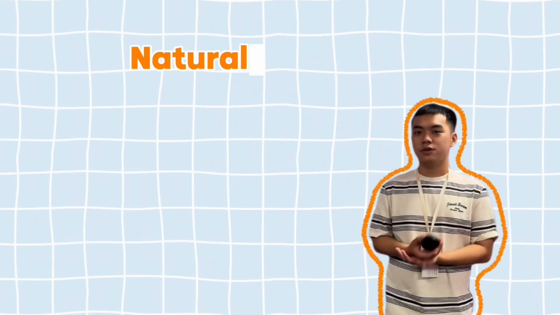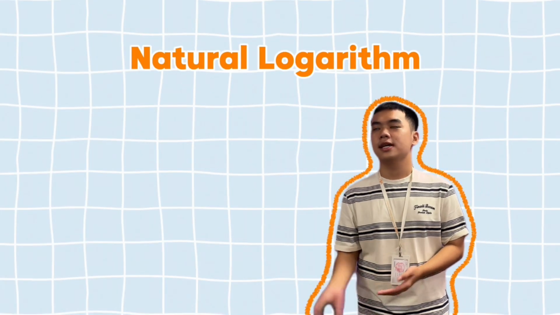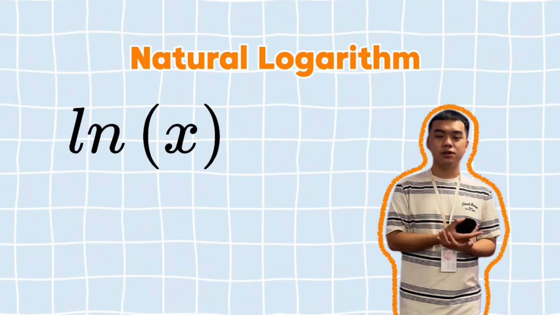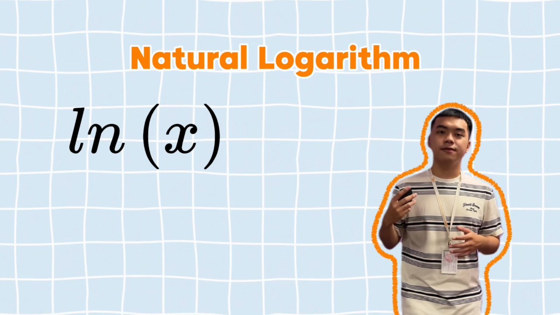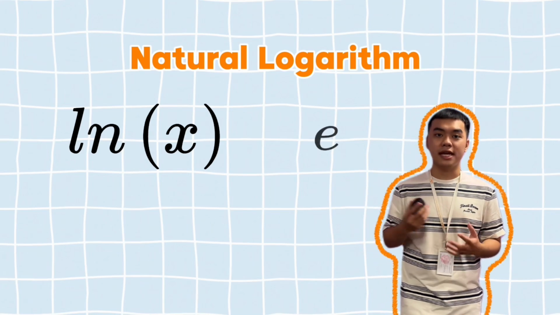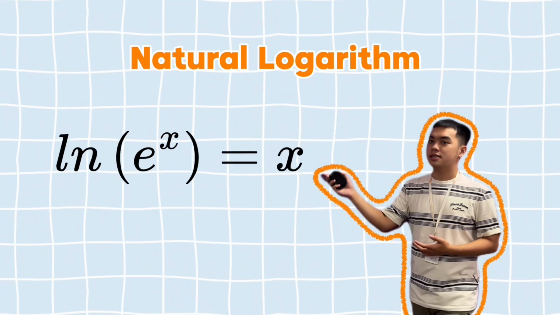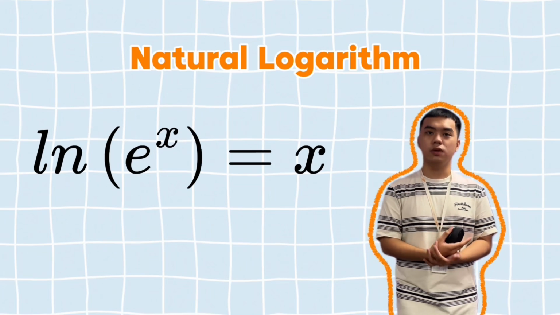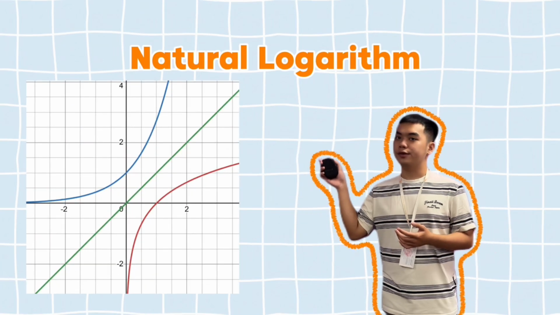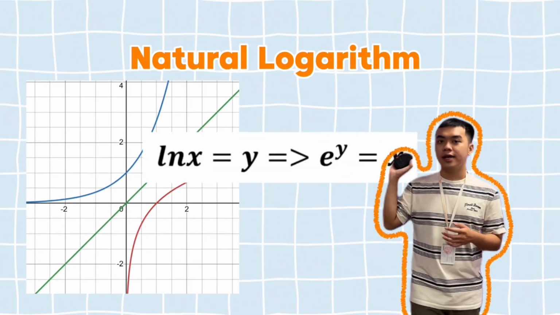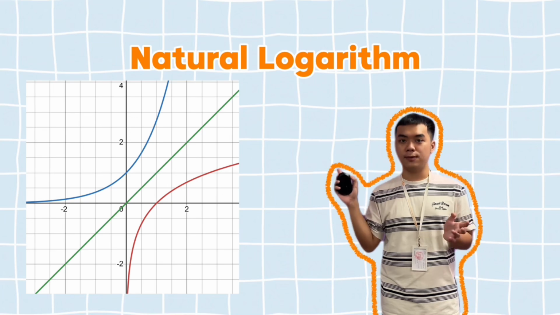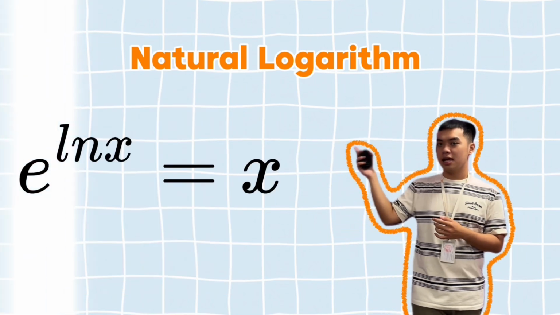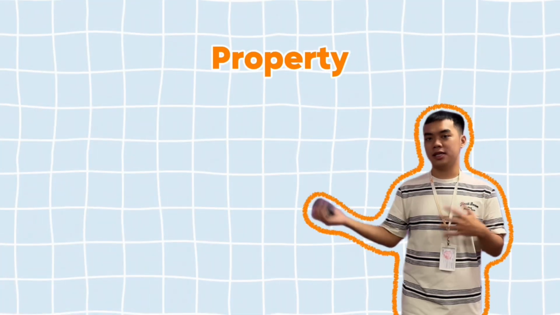So the natural logarithm function, denoted by natural logarithm of x, is the inverse exponential function with base e. Because it is the inverse function of the natural exponential, by reflecting it through x equal to y, we get the function for the natural logarithm. So now let's move on to its properties.